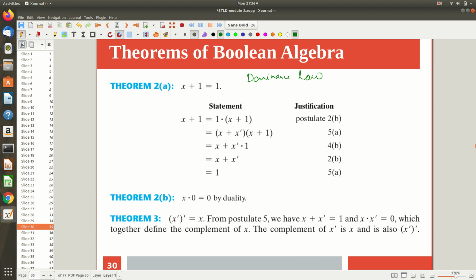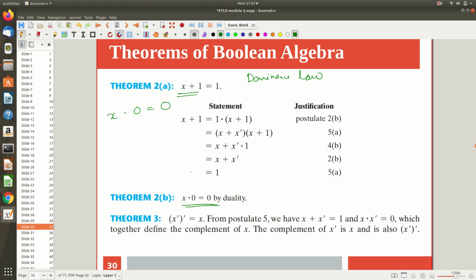And similarly its dual. Every Boolean algebraic expression or equation will have a dual also. If the given equation is valid, its dual is also valid. So how can you come up with the dual? This x remains as it is, plus becomes dot, and 1 becomes 0, and the result 1 also becomes 0. So that is the dual, right? So both are correct, right?